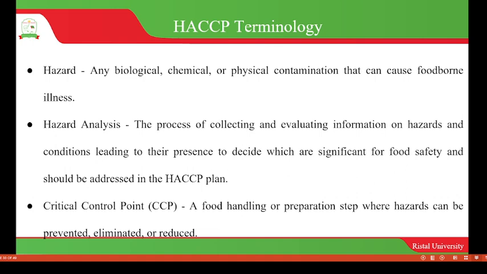So having understood hazard analysis and critical control points, we can now look at some of the terms that we are going to use as we are studying hazard analysis and critical control points. And one of the definitions that we need to know is hazard. Hazard is any biological, chemical, or physical contamination that can cause foodborne illnesses. Or you can say it is any biological, chemical, or physical agent that can cause adverse health effects when consumed together with the food.